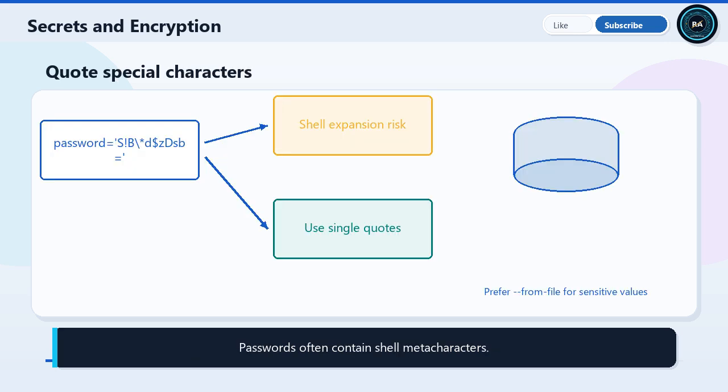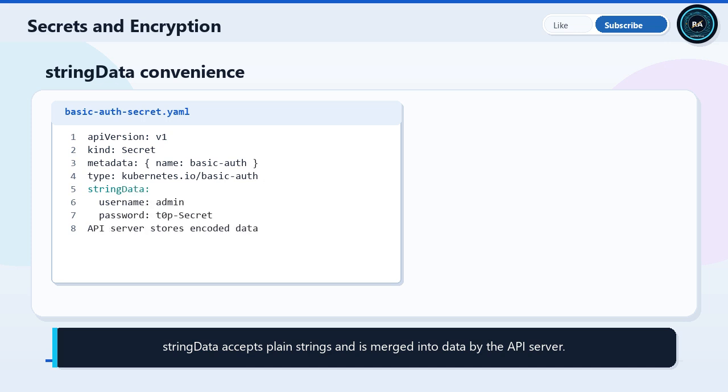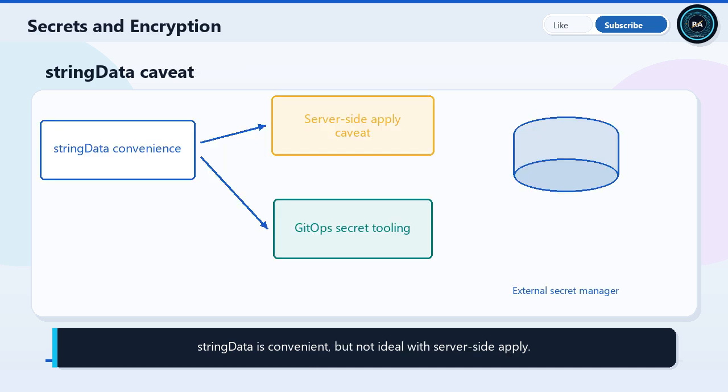When creating secrets from literals, remember the shell sees characters like $, \, *, equals, and exclamation point. Single quotes usually avoid accidental expansion. In manifests, stringData lets you write clear text values and let the API server merge them into data. If the same key exists in both fields, stringData takes precedence. Note that stringData does not work well with server-side apply. For production GitOps workflows, be deliberate about how secret manifests are managed.